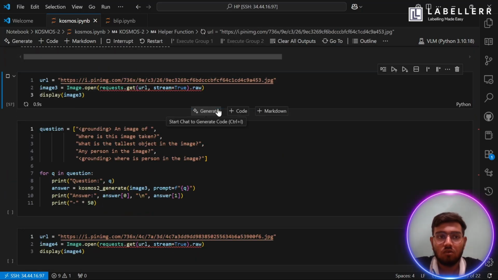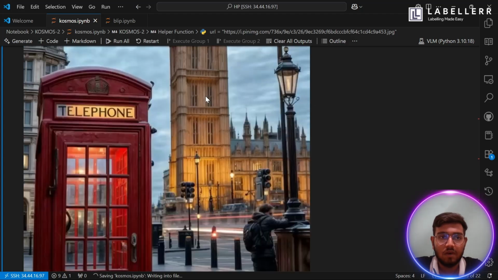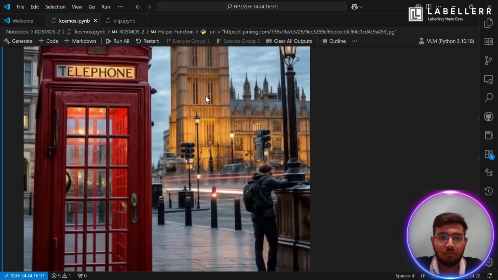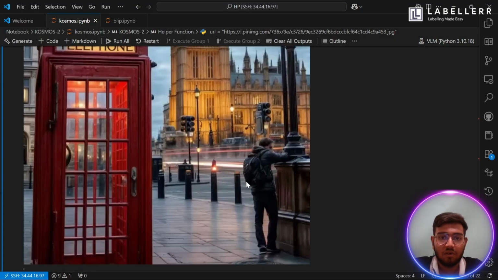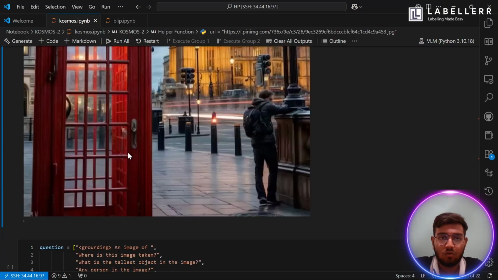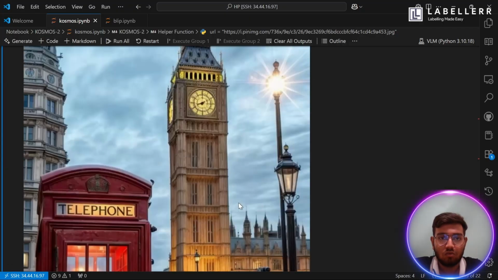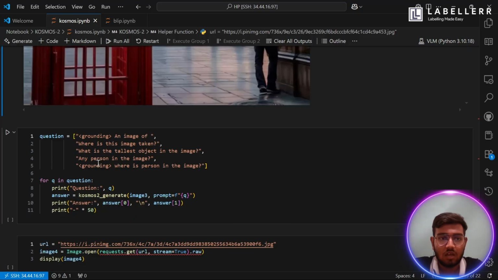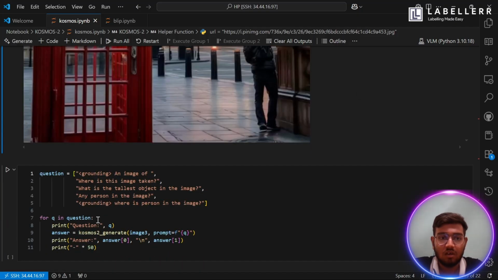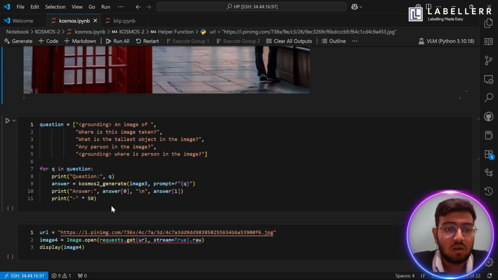Let's take another image. This is an image of a telephone booth in front of Big Ben. It's a pretty standard image. There is not much going on other than a person standing here. I want a general description of this image. Where is this image taken? The location will be London, UK. What is the tallest object in this image? Big Ben will be the tallest. Is there any person in the image? I am talking about this person. Then where is the person in the image? I want the location. Let's see what will happen.